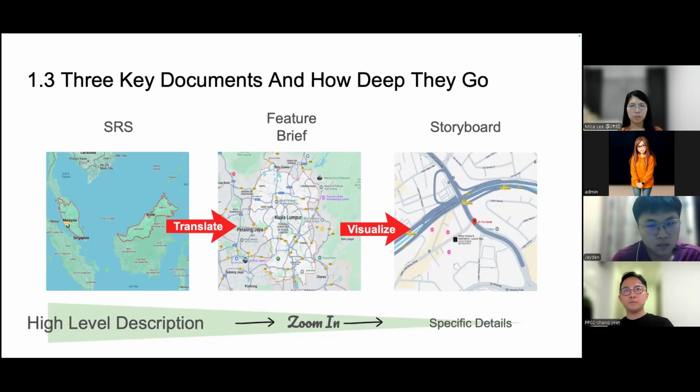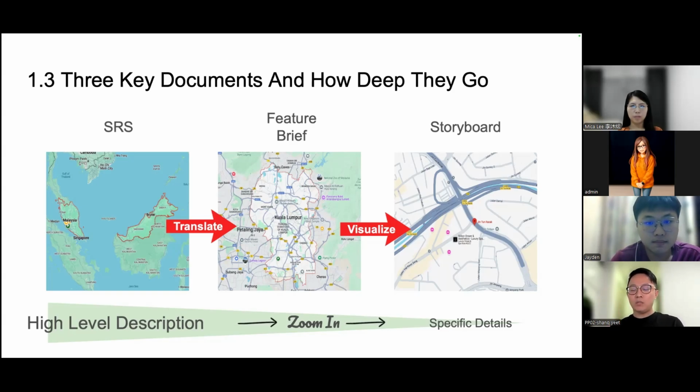So if I were to compare it to app building, I would say if you look at the SRS level, it's just a high level description saying I want to build a fintech product that allows for easy online credit card application. Then the feature brief will be going into a very specific domain of a banking solution, for example, credit card, and for example, deposits management. And the storyboard will be going into an even more detailed screen by screen design of, say, one of the domains, which is credit card.